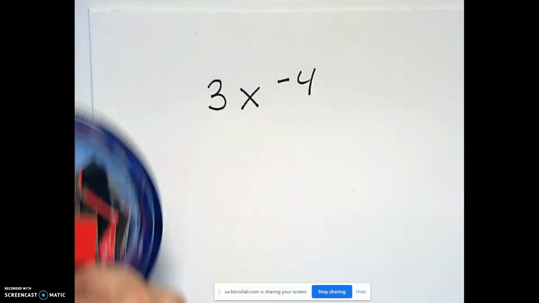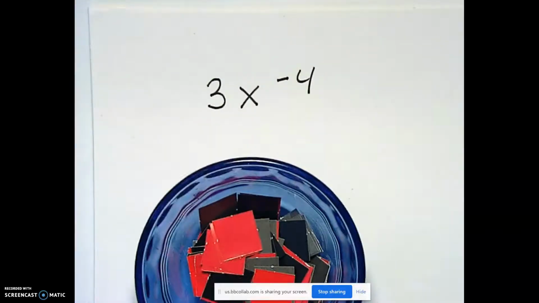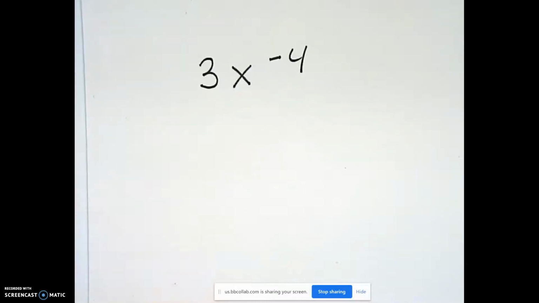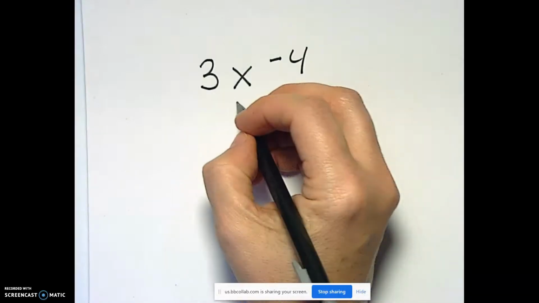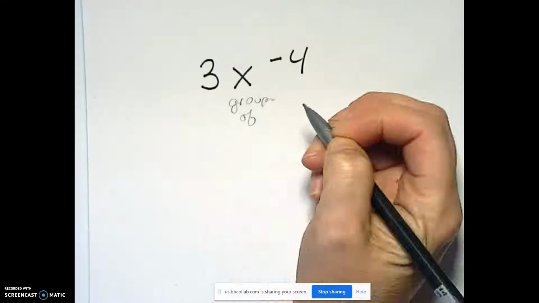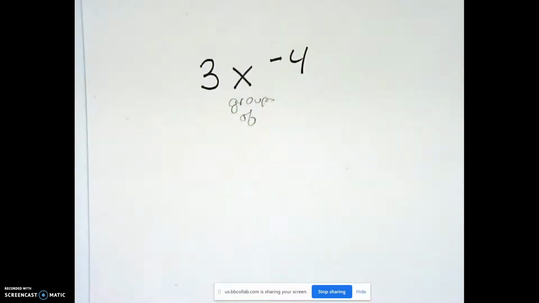All right, we're going to do integer multiplication with our integer chips. 3 times -4 is the first one we're going to do, but times isn't very meaningful. Can one of you tell me what 3 times -4 means? 3 groups of -4. Okay, so 3 groups of -4.